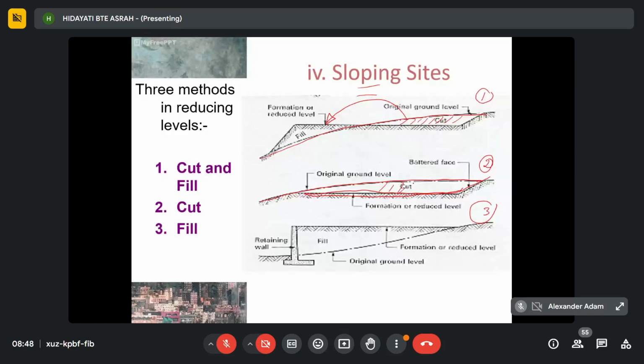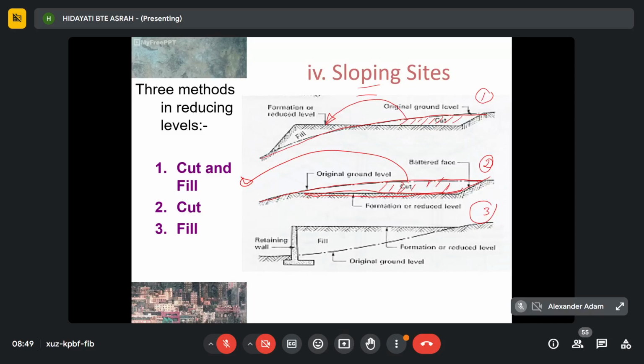Only cut. So the advantage of this cut method is that you will have undisturbed soil over the site, because you already removed the topsoil. So the final layer for you to proceed with the construction is actually undisturbed soil.